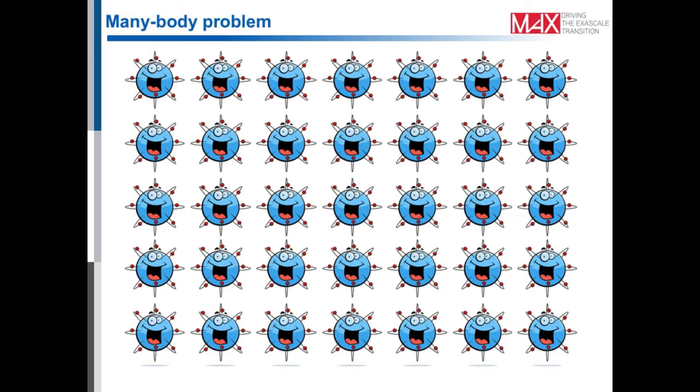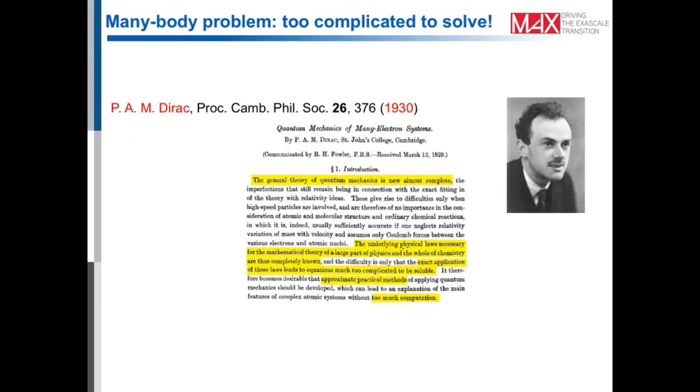So, what shall we do? Well, this question was answered already almost 100 years ago by Dirac, who said in 1930 that the general theory of quantum mechanics is now almost complete. The underlying physical laws necessary for the mathematical theory of a large part of physics and the whole chemistry are thus completely known. However, exact application of these laws leads to equations much too complicated to be soluble, and what we need are the approximate practical methods to avoid too much computation.